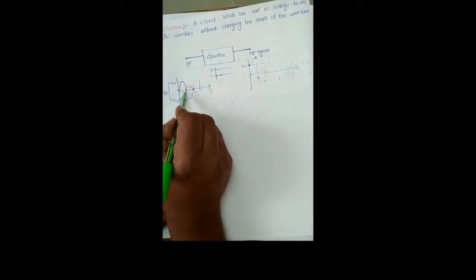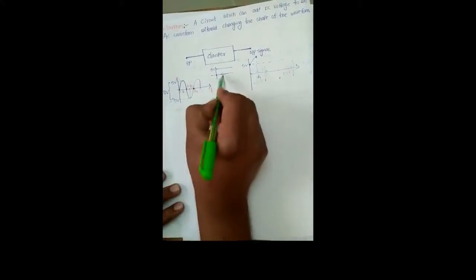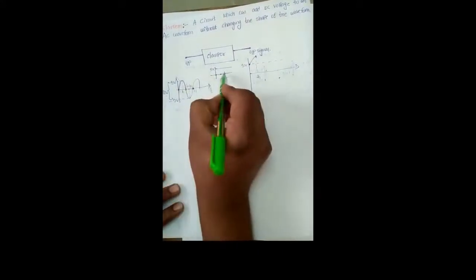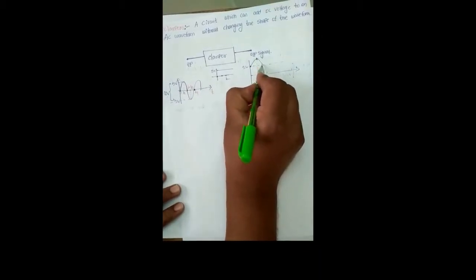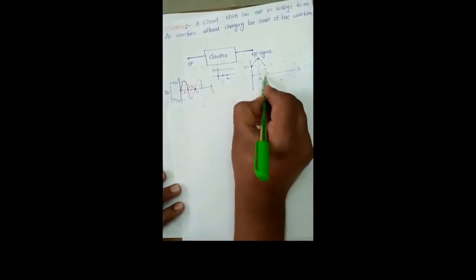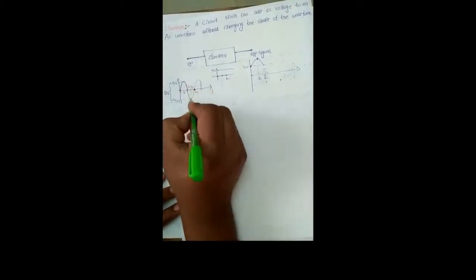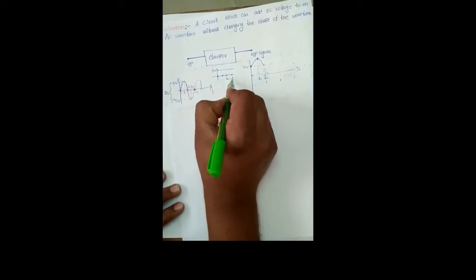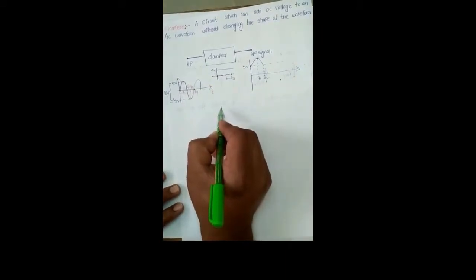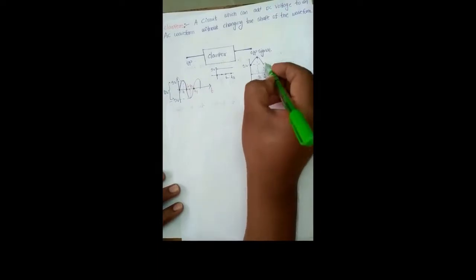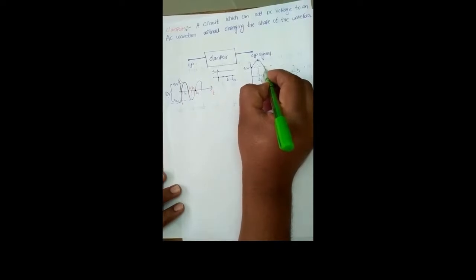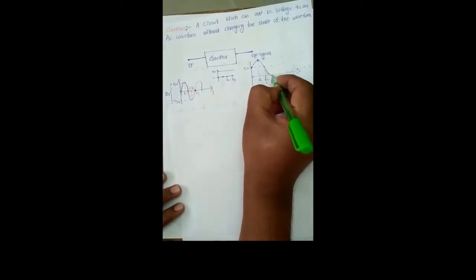For example, at t equal to t2 instant, the input signal has 0 volts and the DC voltage is 5 volts. 0 plus 5 volts, we get 5 volts. This is t2. Similarly, at t equal to t3 instant, the input signal has minus 5 volts, and this minus 5 volts is added to the 5 volts DC voltage. Then the resultant output is 0 volts. This is t3.